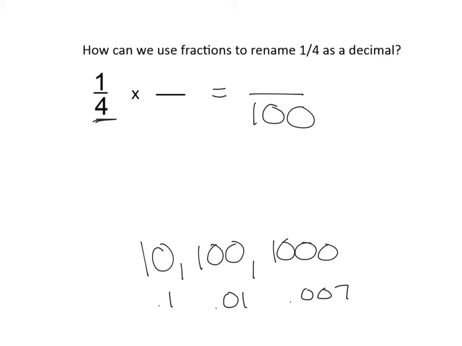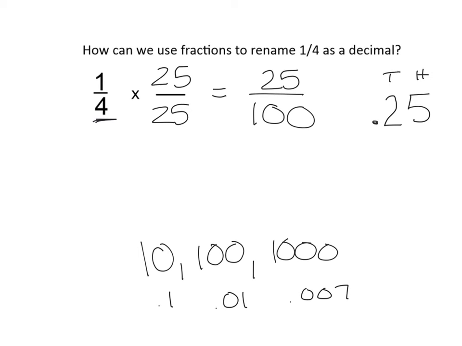I know that 4 times 25 is equal to 100, so I'm going to multiply by 25/25. And 1 times 25 is 25. So 1/4 is equivalent to 25 hundredths. Now how can I write 25 hundredths as a decimal? The 5 comes right before the hundredth, so the 5 goes in the hundredths place, and the 2 goes before that, in the tenths place, and then I have a decimal.